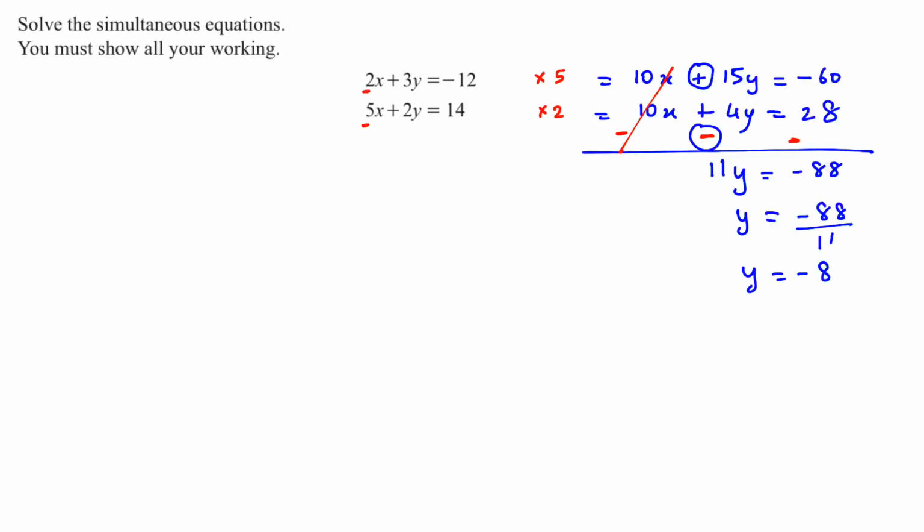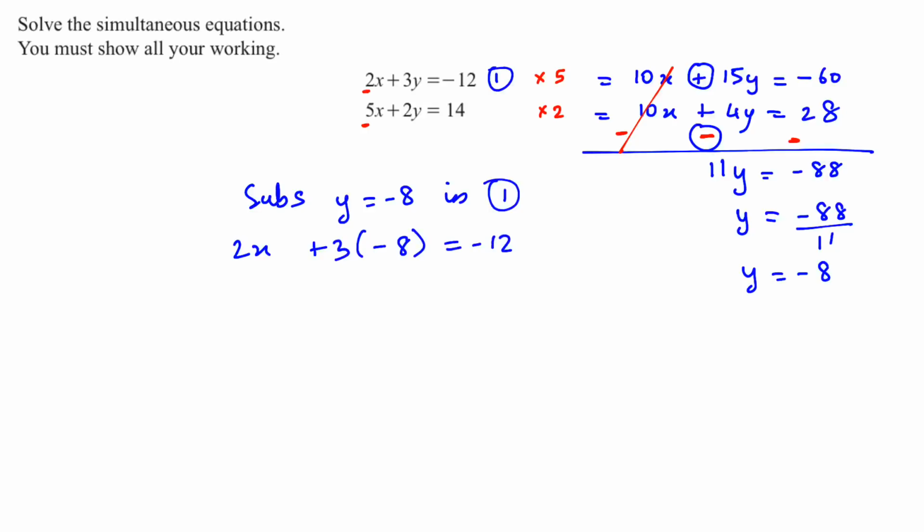Now that we have got our y, we need to find our x. You can substitute in either of the equation. I'm substituting in equation 1. Substitute y is equal to negative 8 in equation 1. Therefore, 2x plus 3 multiplied by negative 8 will give us negative 12 minus 24 is equal to negative 12.